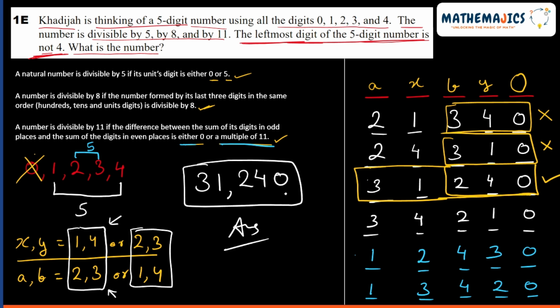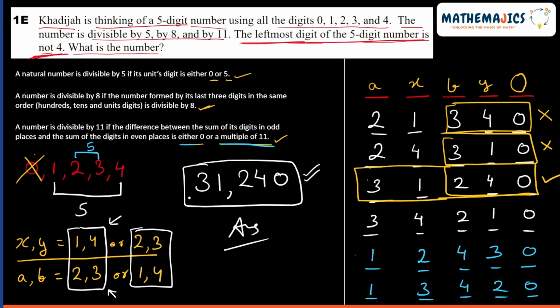Look carefully. This number is ending with 0. That means it is divisible by 5. In this number, 240, the last three digits are divisible by 8. That means the whole number is divisible by 8. This number is also divisible by 11. You can check by adding the numbers at odd places and even places and then finding the difference between them. Plus, the number is not starting with 4. The leftmost digit is not 4, it is 3.